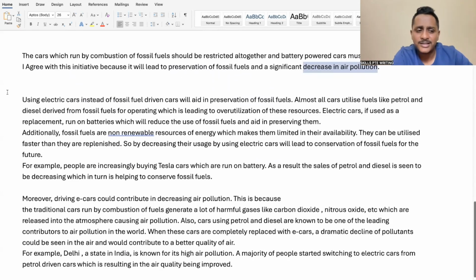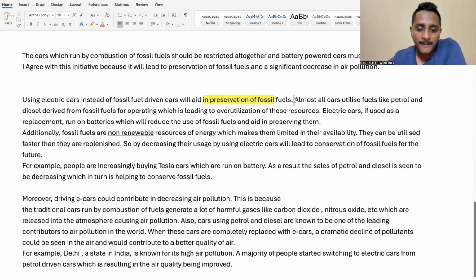Very good idea. So let's read this. Using electric cars instead of fossil fuel driven cars will aid in preservation of fossil fuels. This is his main idea. This is a simple sentence. That's the main idea. Now, what's the supporting idea?